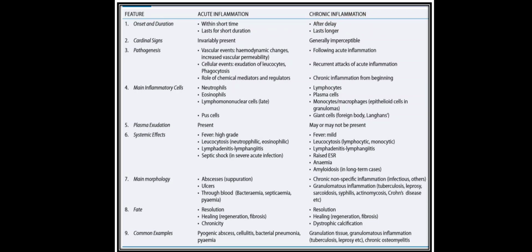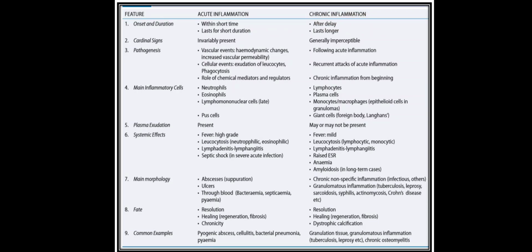Coming to the main morphology, abscess, ulcers, spread through blood, which is like bacteremia, septicemia, etc. Resolution and healing are seen in the main morphology. Then comes the chronic nonspecific inflammation and granulomatous inflammation.